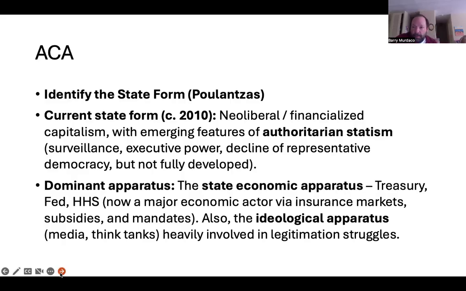So if we apply this approach, which again is very similar to Jessop's approach as well, identify the state form. So the current state form: a neoliberal financialized capitalism with emerging features of authoritarian statism, surveillance, executive power, decline of representative democracy, but not fully developed. You could argue it's become more of an authoritarian statist form since then.